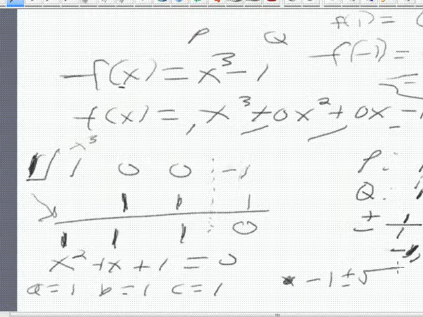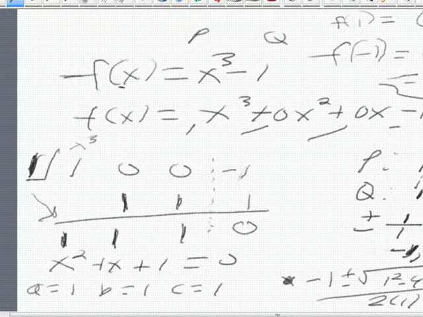plus or minus the square root of 1 squared minus 4 times 1 times 1, over 2 times 1. If you continue this, we get minus 1 plus or minus the square root of minus 3, over 2, which gives us minus 1 plus or minus i square root of 3, over 2. So that's your other two solutions.